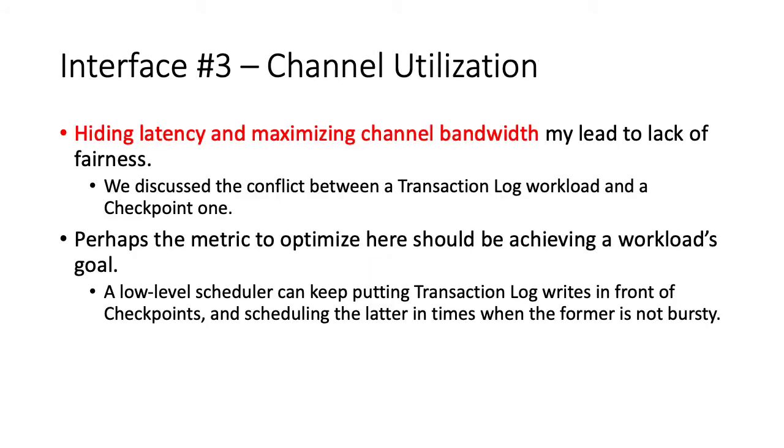A generic channel utilization policy would try to hide latency and maximize channel bandwidth. This may lead to lack of fairness if workloads of different sizes are mixed. We saw that a couple of slides ago between the transaction log and the checkpoint. But we're not arguing for fairness. In fact, we want a controlled unfairness because some workloads are more important than others. We need to be able to express these relationships through an interface.